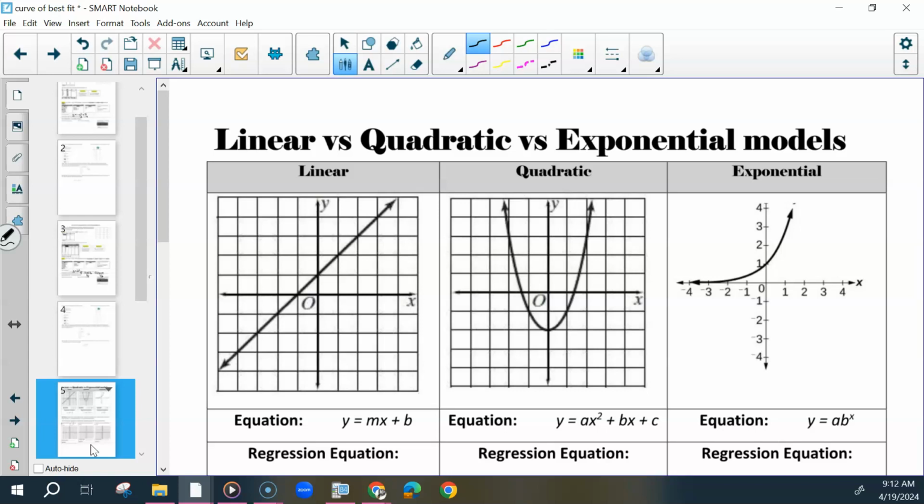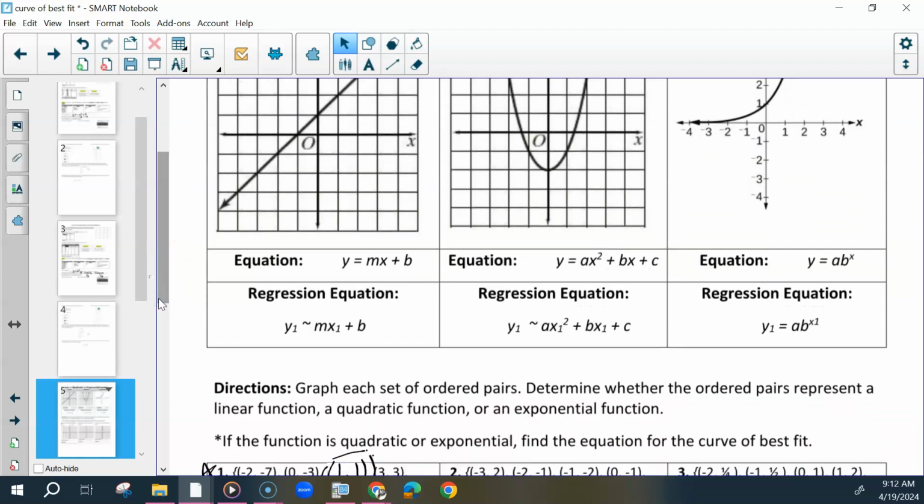So you need to be able to identify which type of function you have based on the points, based on the graph, the equation. Your 3 different types, linear, quadratic, and exponential, are up there, along with the equations and how you would put them in Desmos. We're not redoing your line of best fit stuff, but it's up there so that you remember.